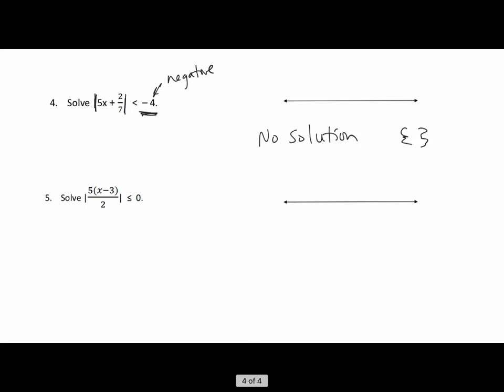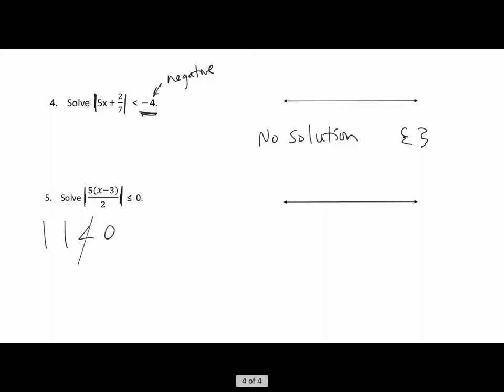For number 5, we want to solve the absolute value less than or equal to 0. Okay, less than 0, I have a problem with because distance can't be less than 0. That means -0.000001, whatever. I can't have a negative distance. It's not going to happen. So less than, I have a problem with. You can't say the distance is less than 0.